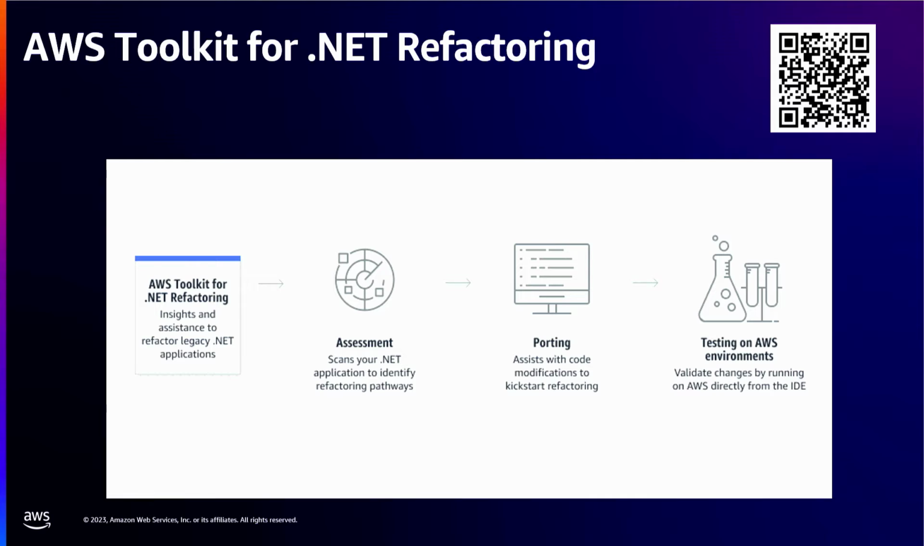And to help you with this, you can also look at the AWS Toolkit for .NET Refactoring. It's a Visual Studio IDE plugin, IDE extension. From within Visual Studio, it can help you scan your .NET Framework applications. It can tell you how much of your code is compatible with the latest version of .NET. It can even make code changes on your behalf and lets you test and validate your application from within Visual Studio before you're ready to deploy it in production. And there's a QR code if you're interested in knowing more about the AWS Toolkit.